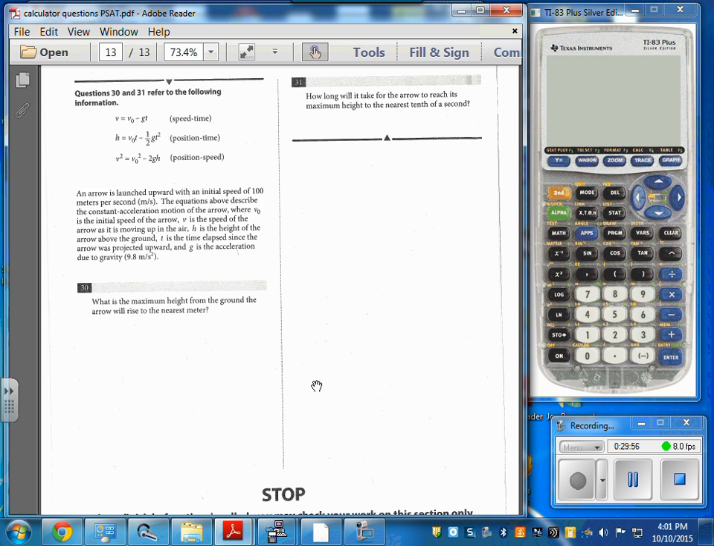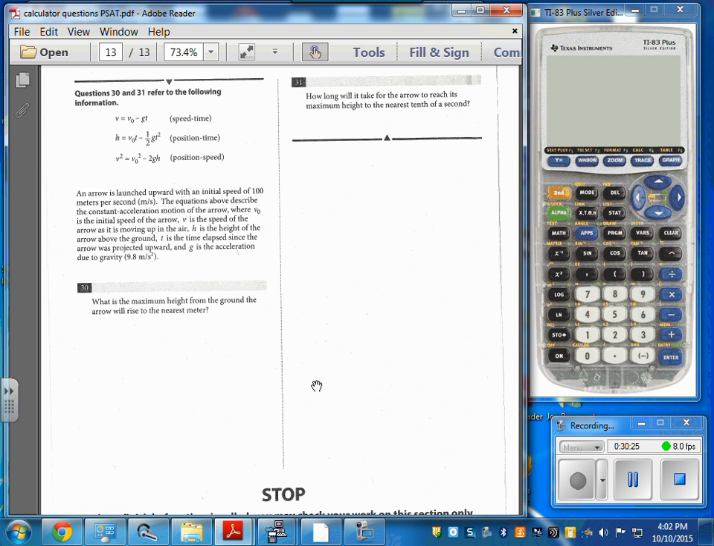The equations above describe, excuse me, the constant acceleration motion of the arrow, where v sub 0, that's that little 0 in the subscript, is the initial speed of the arrow. That was 100 meters per second. V is the speed of the arrow as it's moving through the air. I would hope that you would know that it would be slowing down when it goes up and then speeding up when it comes down. H is the height of the arrow above the ground.